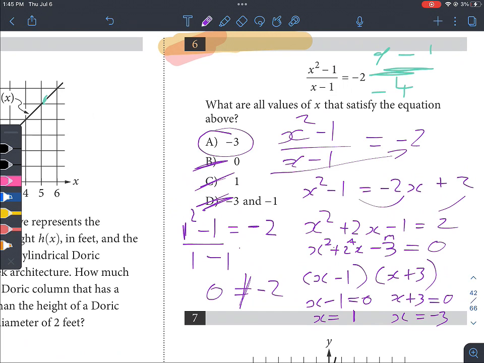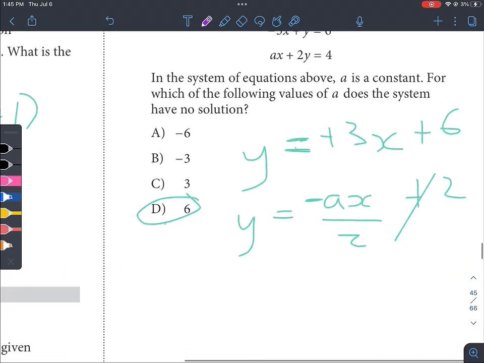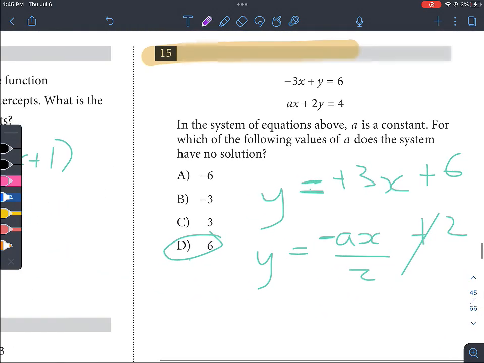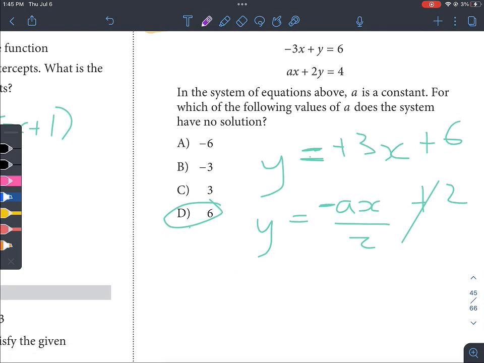Okay, moving on to the next. What else did I mess up? 15. Okay, this is interesting. The answer was not D. So let's try and figure out what it was. Oh, yeah, we have to figure out. I thought it was really D. Dang. So these two stuff have to be equal. Interesting. Okay, let's try this.